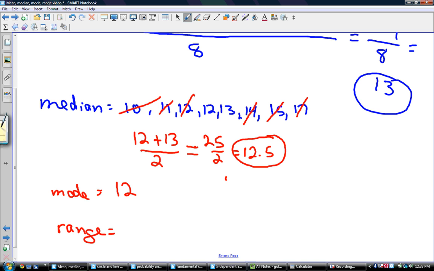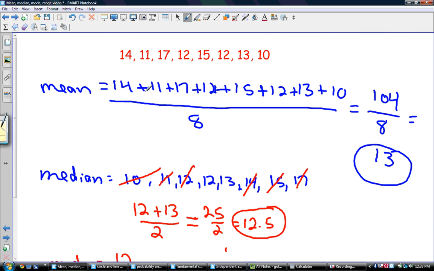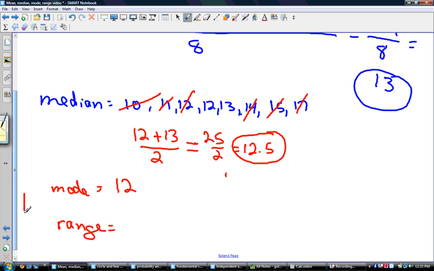All I need to look for is the highest number and the lowest number. So if I can use where I put them in order, that's the easiest. The highest was 17, the lowest was 10, so I'm just going to subtract those two numbers. I'm going to subtract 17 minus 10, so my range is going to be 7. That's it. That's how I find all four of them.